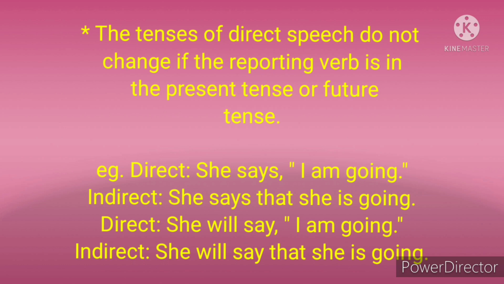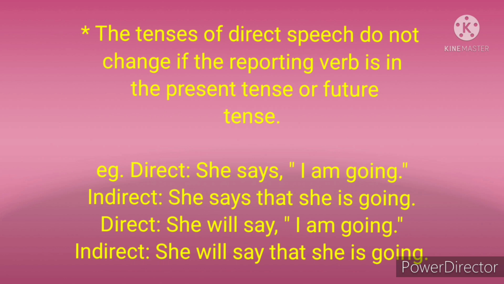Okay. Am agrees with the subject I, and here in the indirect speech is agrees with the subject she, but both are present tense. So the indirect speech sentence is, she says that she is going. Since the reporting verb is present tense, the reported verb is not changed in indirect speech.